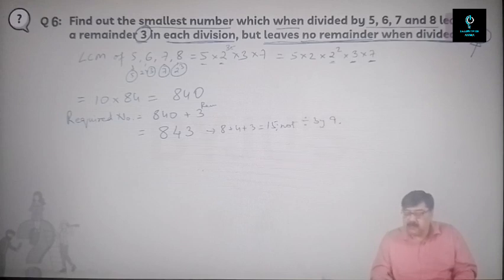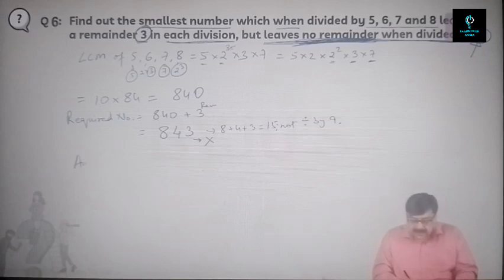And we want a number which should be divisible by 9, then only it will leave no remainder. Leaving no remainder means remainder is 0. It means that the number needs to be completely divisible by 9. So this cannot be our answer. So let us take the next multiple of 840.